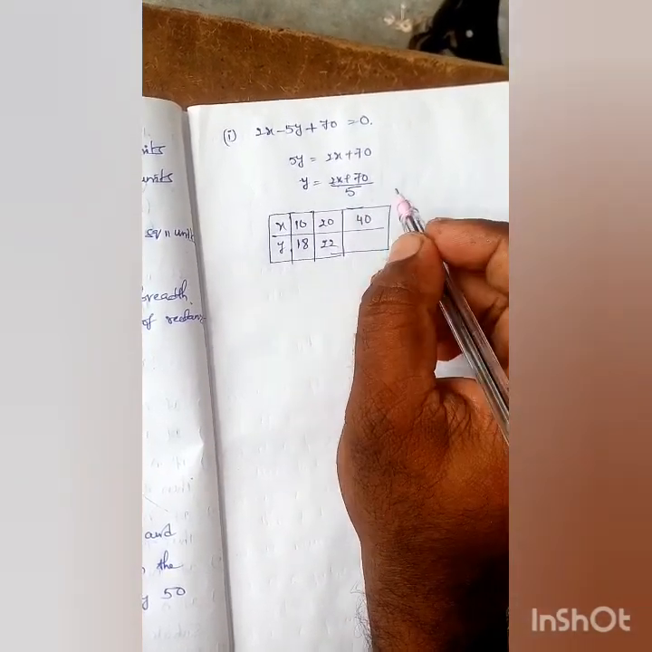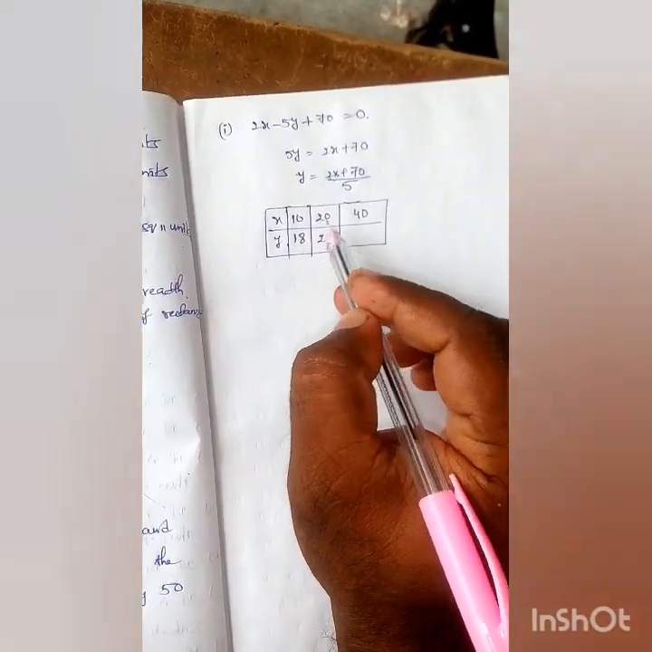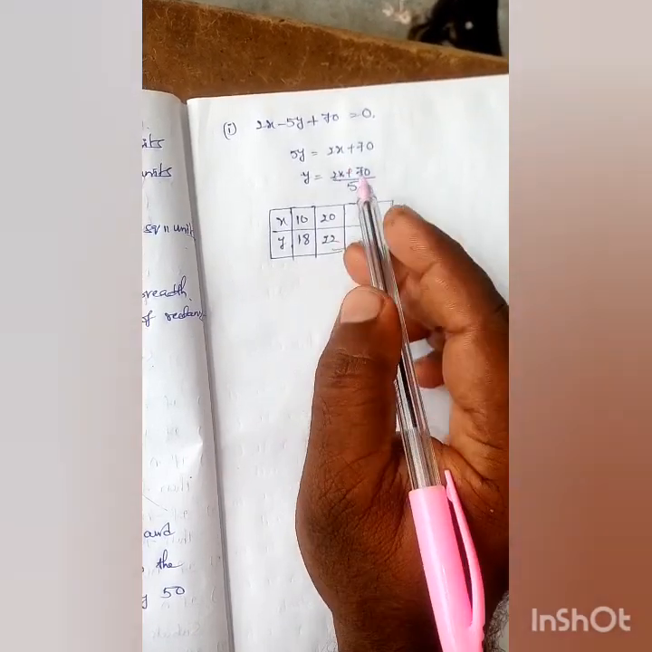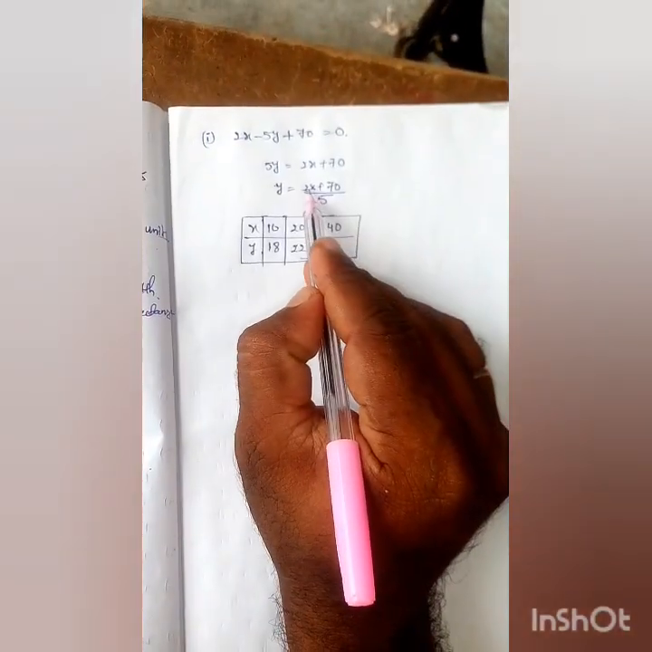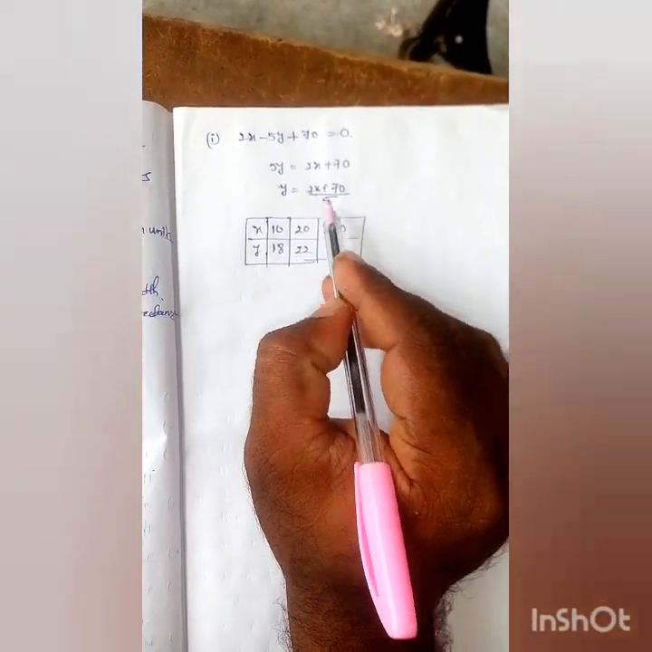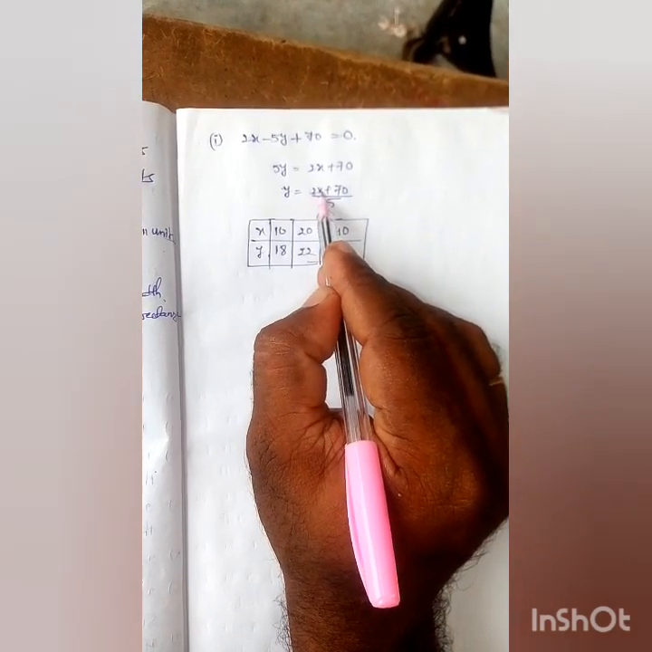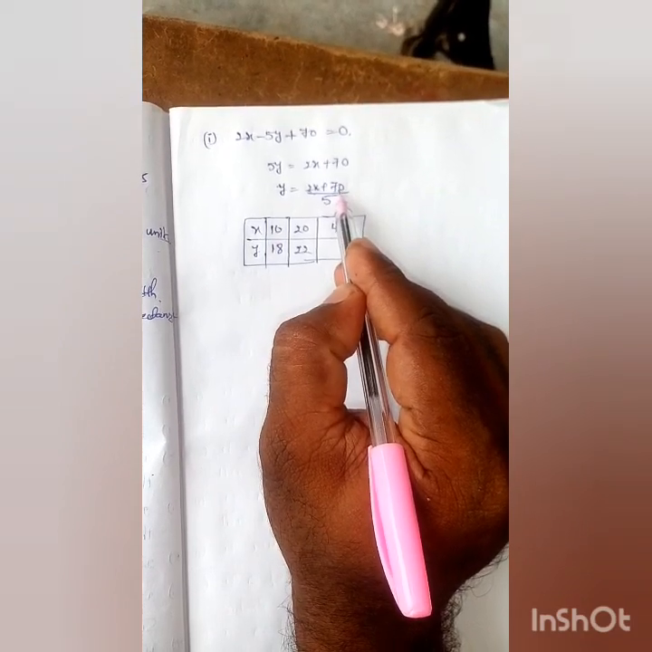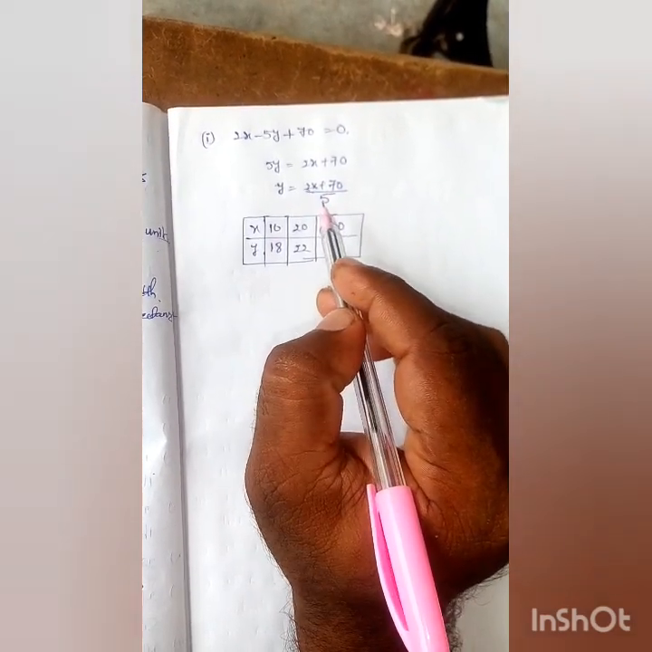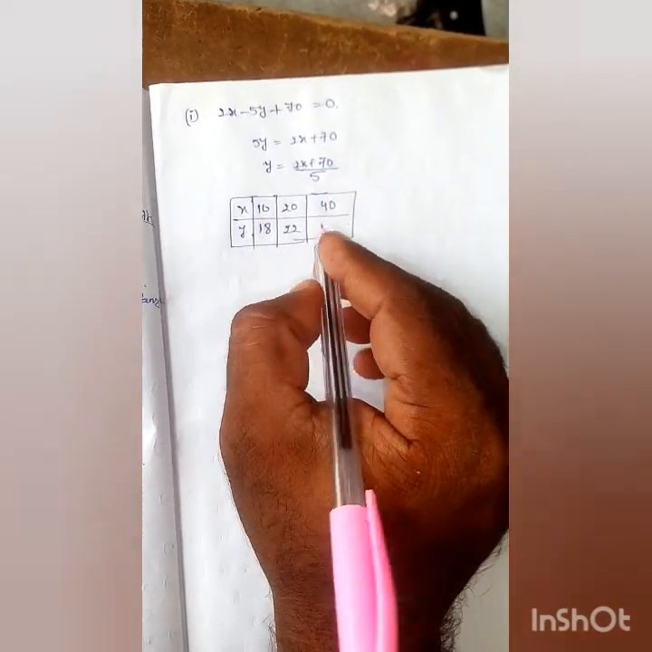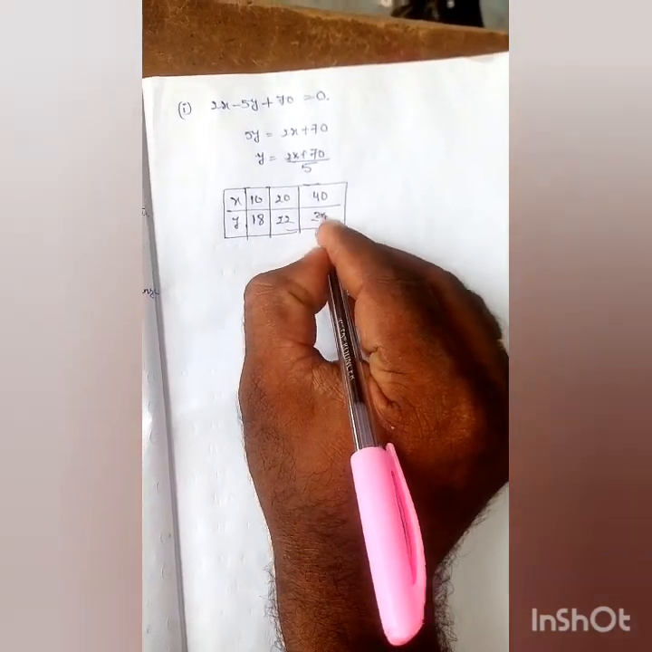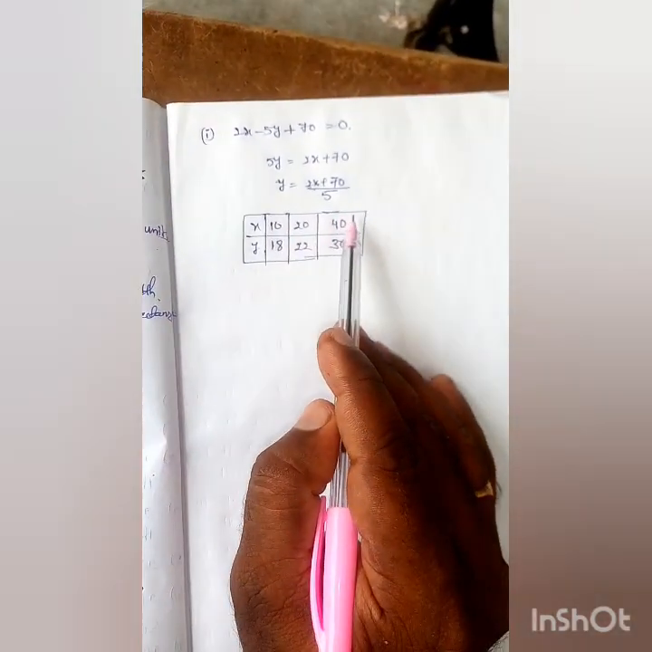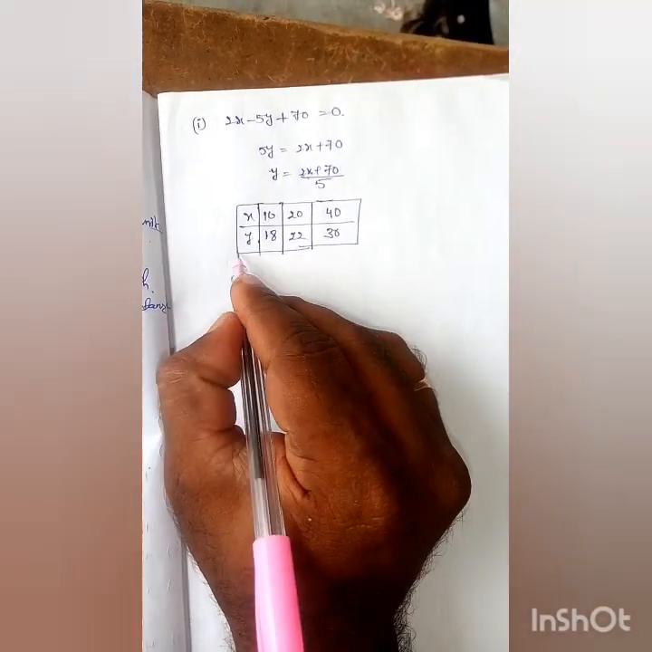Now I am substituting x equal to 40. If x equal to 40, what will be the y value? That's why 2 into 40. 2 40s are 80. 80 plus 70, 150. 150 by 5. Yes, 150 by 5 means 30. 5 30s are 150. So if x equal to 40, then y equal to 30.